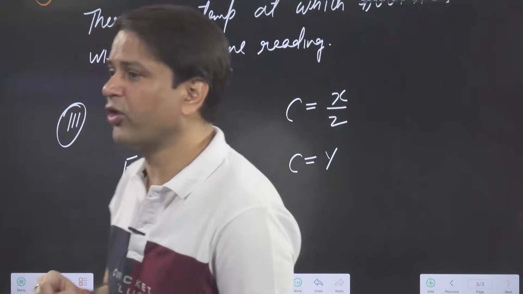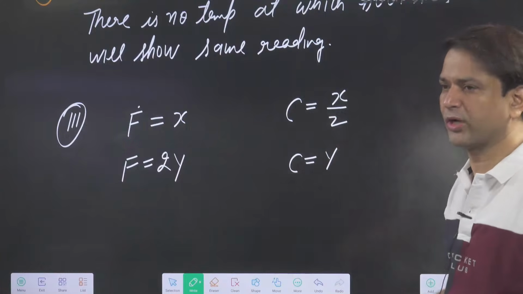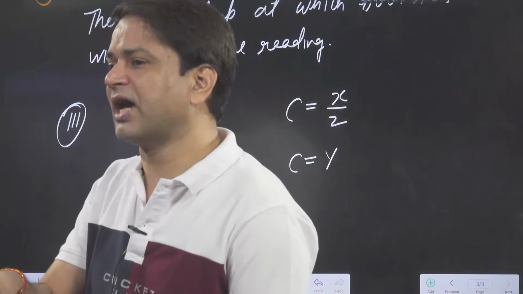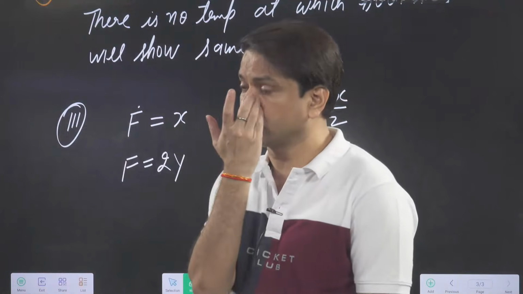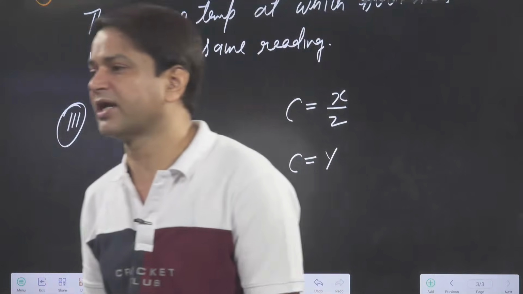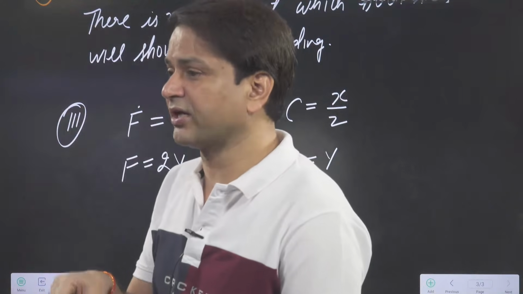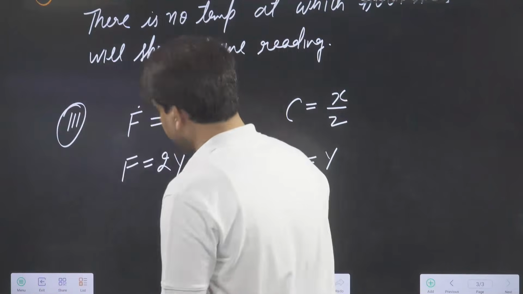But if you assume first one, F is equal to X and C is equal to X by 2, so when you calculate the X, directly you get the temperature for the Fahrenheit scale. So if you assume the first one, you will directly get the temperature in Fahrenheit scale. So always remember this point, whatever we are asking, always assume that. Okay, understood?